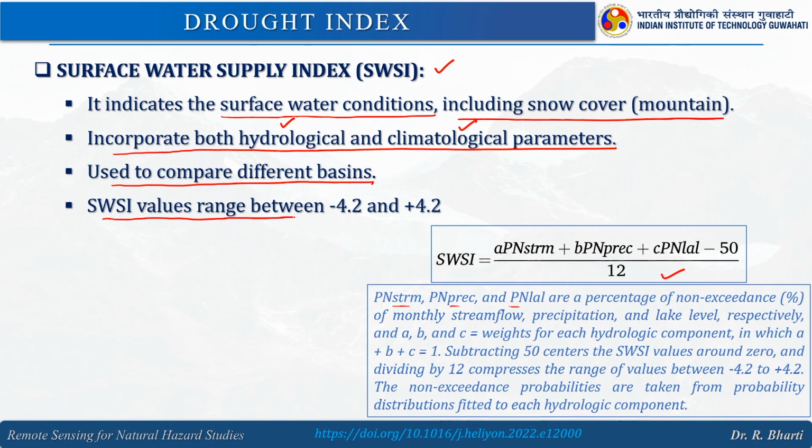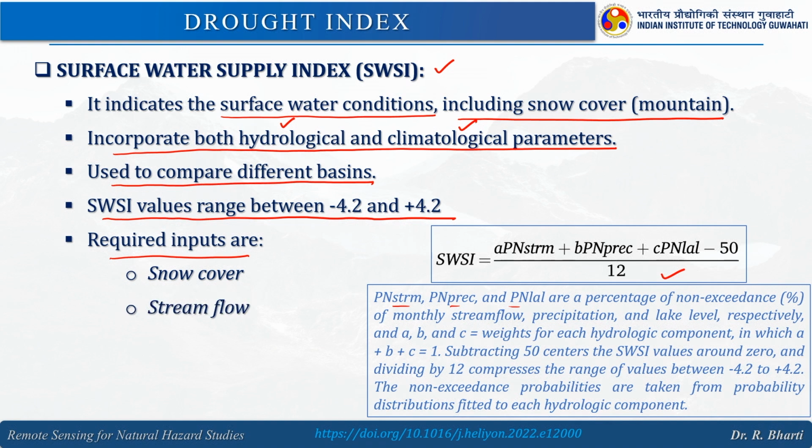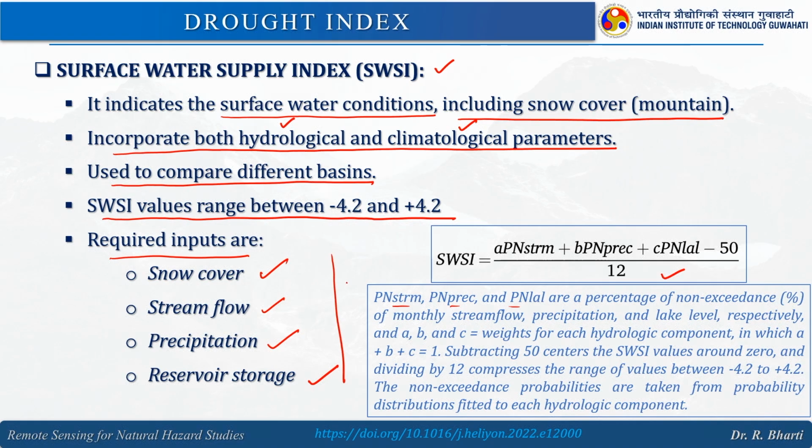SWSI value ranges between -4.2 to +4.2, and the required inputs to calculate this SWSI are snow cover, stream flow, precipitation and the reservoir storage. So, all these are used together in SWSI.